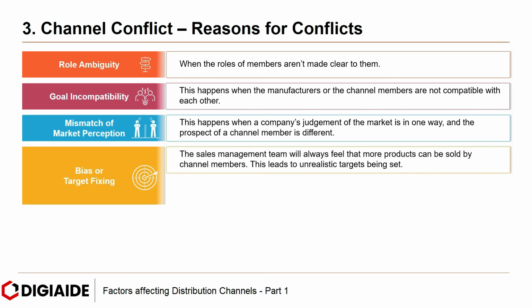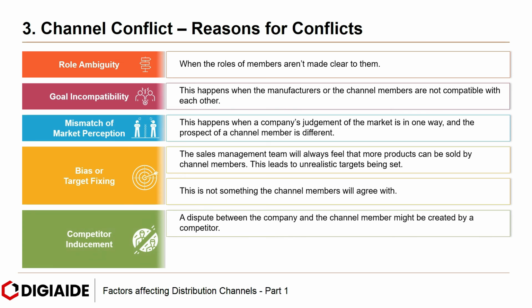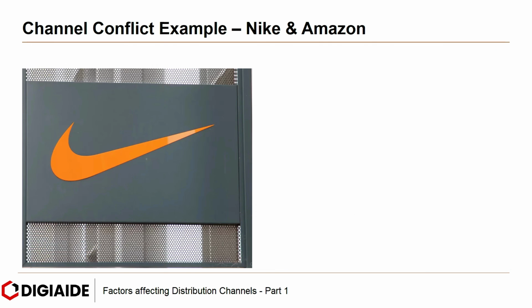The sales management team will always feel that more products can be sold by channel members. This leads to unrealistic targets being set. This is not something channel members will agree with. Fifth, competitor inducement. A dispute between a company and a channel member might be created by a competitor. This is an unethical strategy used by a competitor. This aims to create hurdles for any company which has good terms with its channel members and sells its products easily. Now looking at some examples, starting with the first one, the conflict between Nike and Amazon.